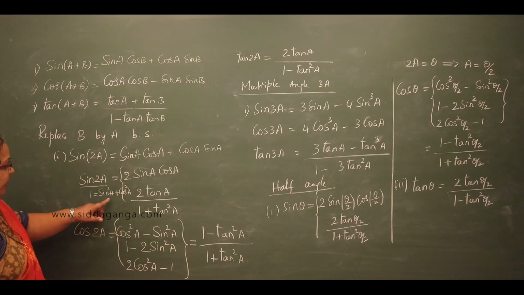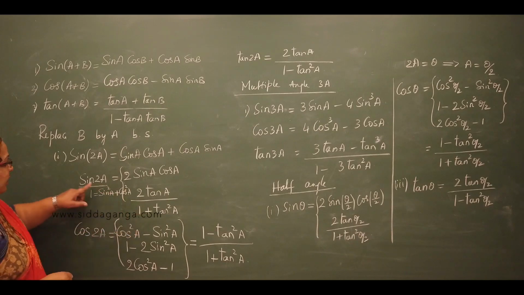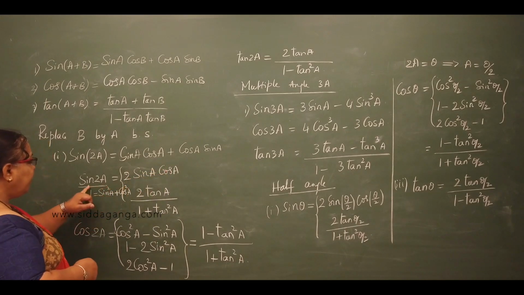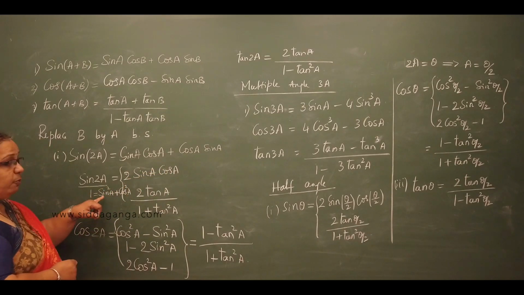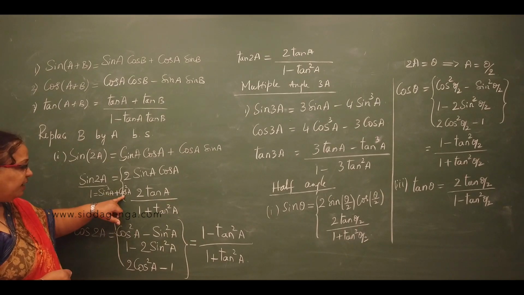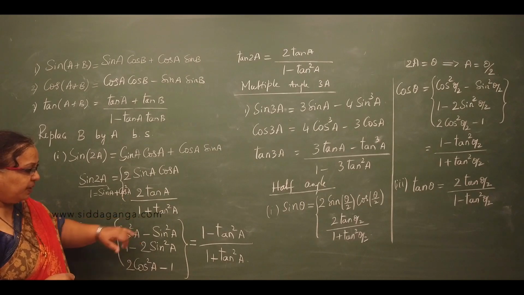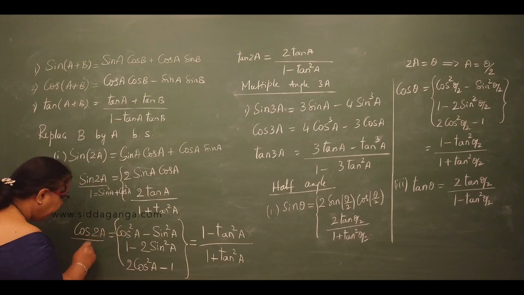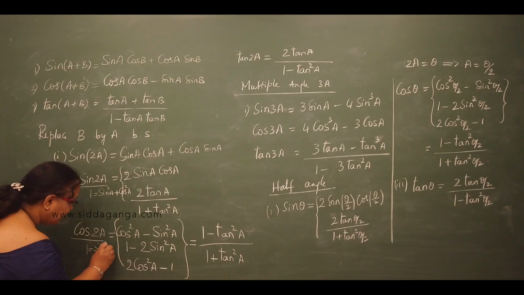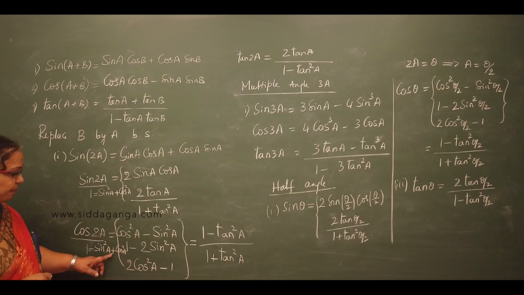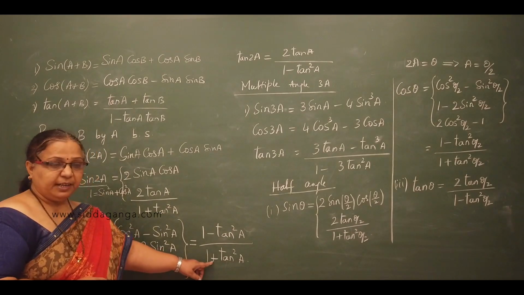So therefore, we get the plus sign here. That is sin 2A, 2 times sin A divided by cos A, divided by 1. Instead of 1, we take the identity, that is sin square A plus cos square A, and hence we get the plus sign here. So for cos 2A also, we take cos 2A divided by 1. For 1, we have to use the identity sin square A plus cos square A. Therefore we get the plus sign in the denominator.